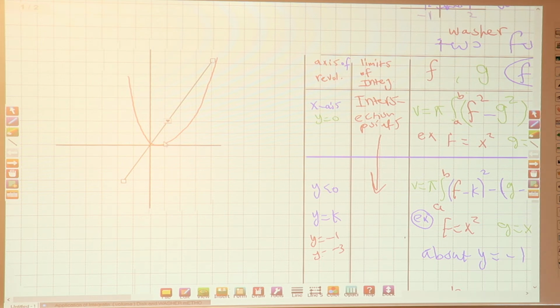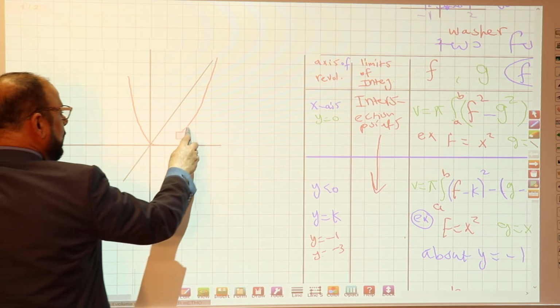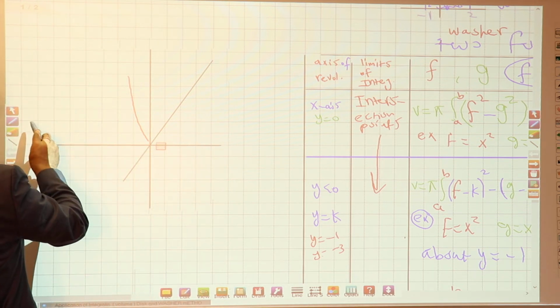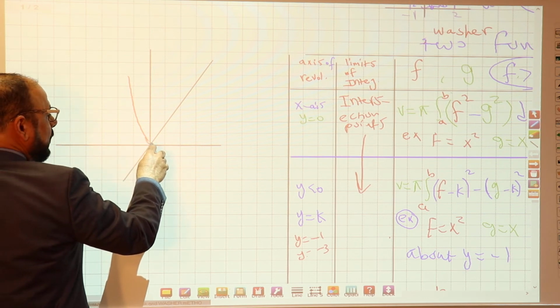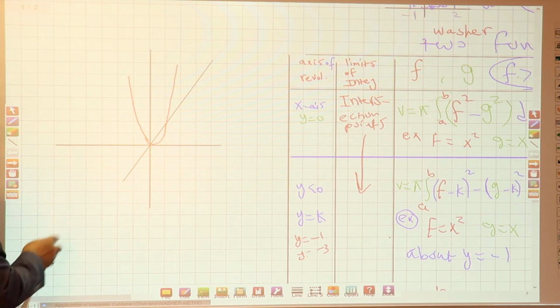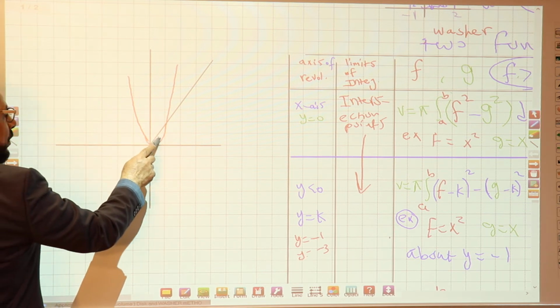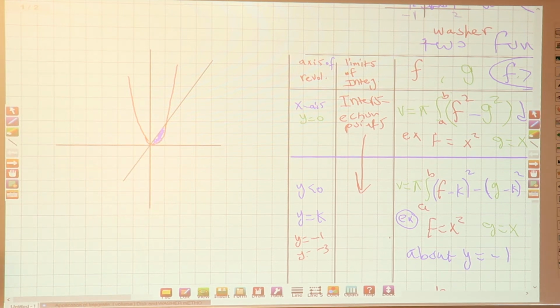What is this? Okay, and small eraser. And look here. 0 and 1. If you see this small area in the blue, right, I'm going to give you this problem. You see that?